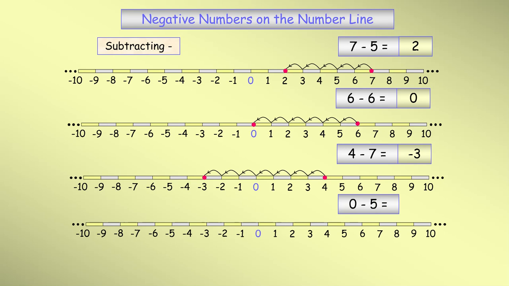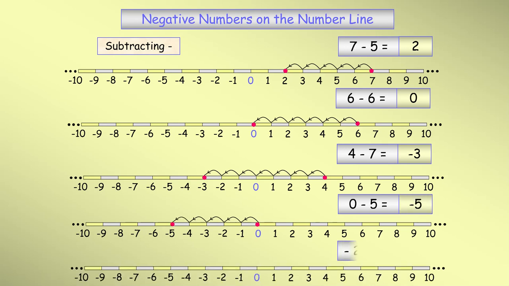Okay, 0 take away 5, what do we think? What's the answer going to be? Let's have a look. You start at 0, start at the first term, and then we take away 5, make it smaller by 5. That's minus 5. Any ideas on the answers of that one? Minus 2 take away 7. So you start at minus 2 and you count 7 to the left. Minus 9.